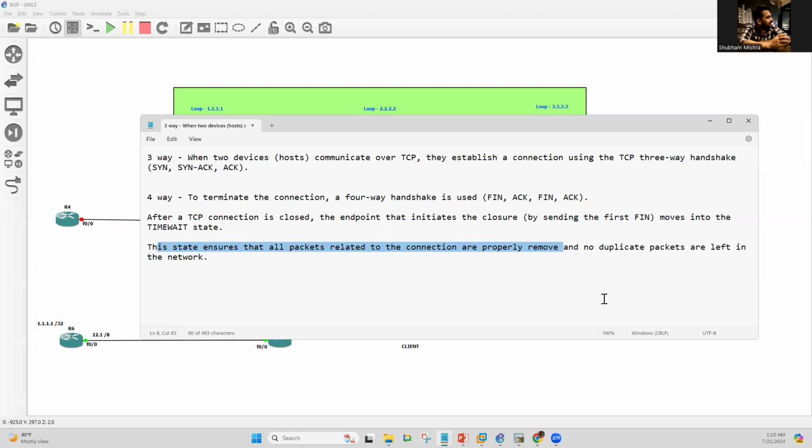Not only this, the router also ensures there is no duplicate packet left in the network related to that TCP connection. So basically, that is the use of time wait state. I hope you guys understand time wait state now. Clear, everyone? Now, recently, one interviewer asked one question related to the time wait state.